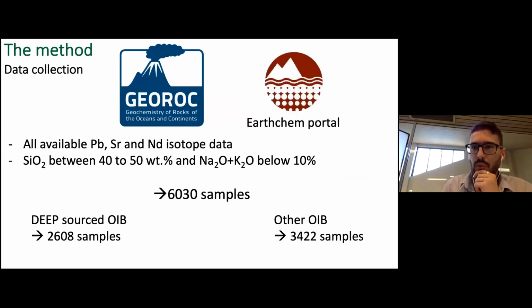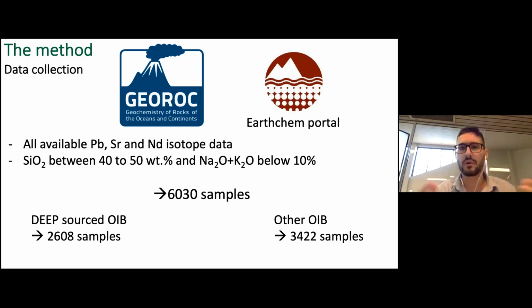So once we have this framework and select the hotspot, we need to have the data, right? So we go to the online database and we collect all the samples for which we have lead, strontium, and neodymium isotopes. And because we want to look at the primary mantle product, we select the basalts.